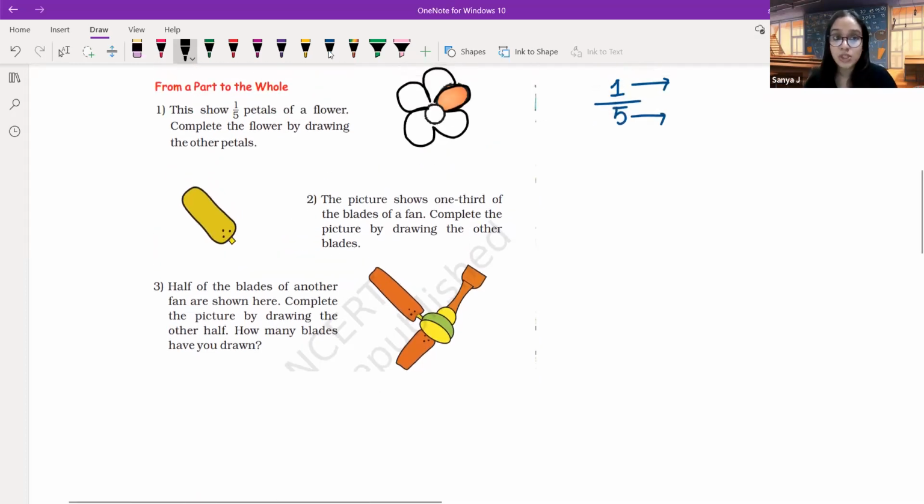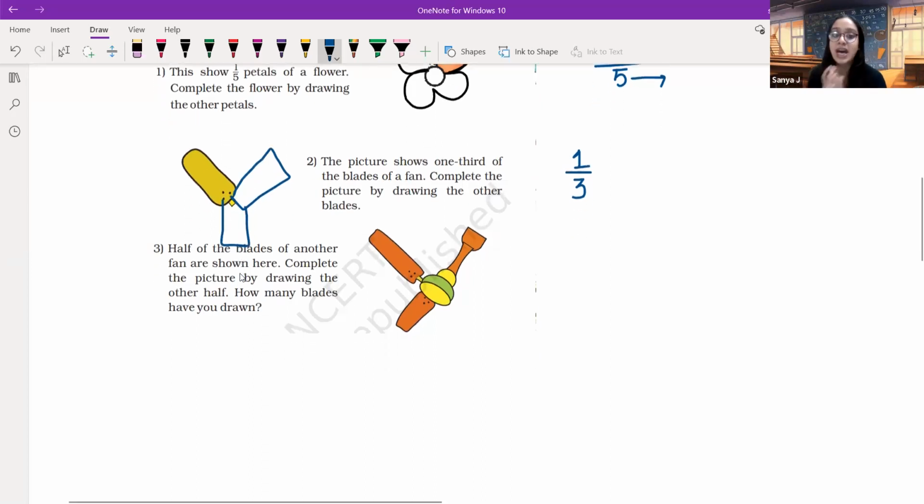Now, this picture shows 1/3 of the blades of a fan. 1/3 means what? That this is one part out of 3 equal parts. So, how many parts does the fan have to have? Yes, the fan will have 3 blades in total. So, we'll make the 3 blades over here, 1, 2, and the third one is right over here. All right. Now let's have a look at the third question.